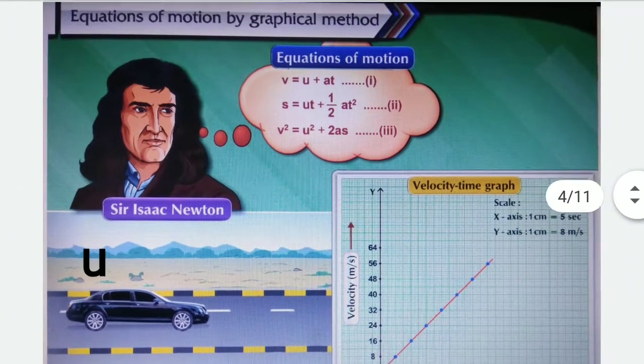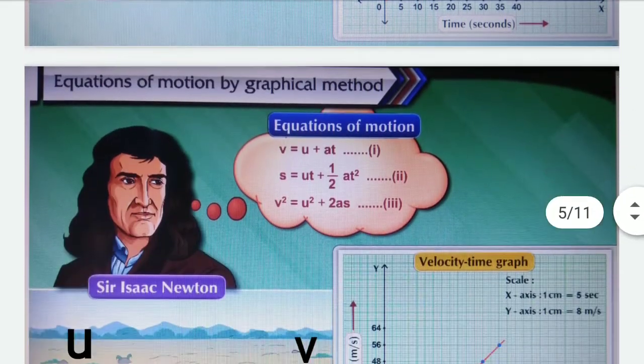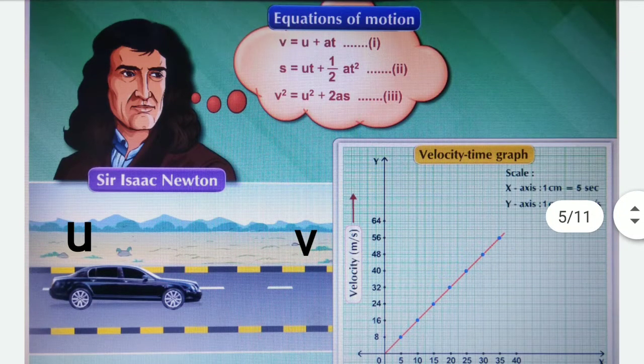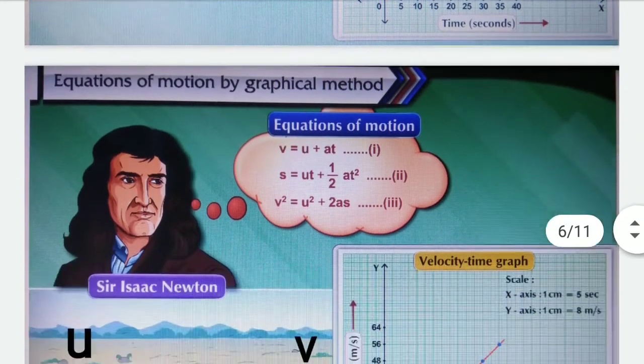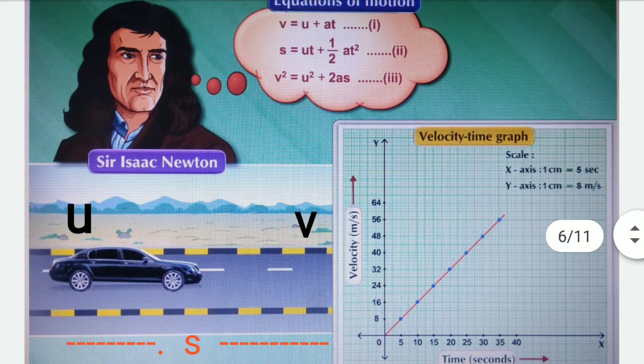Suppose an object is in motion along a straight line with initial velocity u. In this picture, a car is moving with initial velocity u and it attains a final velocity v in time t due to the acceleration a, and its displacement is s as shown in the figure.